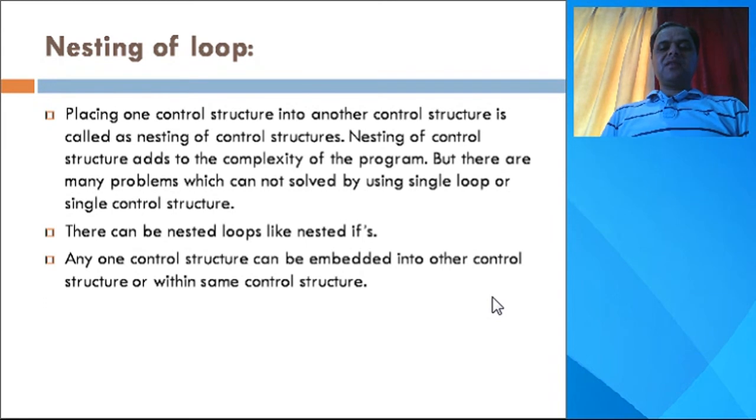Nesting of control structure adds to the complexity of the program. So our program becomes complex when the nesting of control structure is done. But there are many complex problems which cannot be solved by using a single loop or single control structure. So we use nesting of loop.